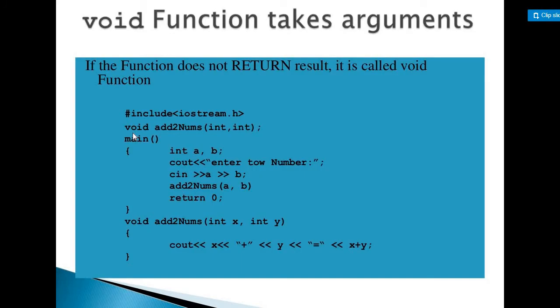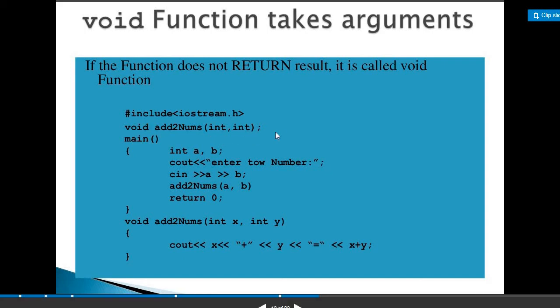Void function that takes arguments. If the function does not return a result, it is called a void function. A void function does not return anything. If we see this example, here is the function, void add two numbers. In main, integer, we enter the values, the function call is add two numbers, and return zero. In the void function, integer x plus integer y equal to x plus y is the statement.